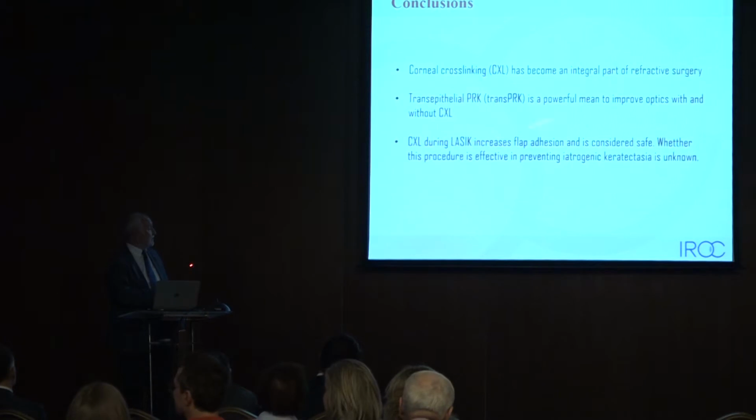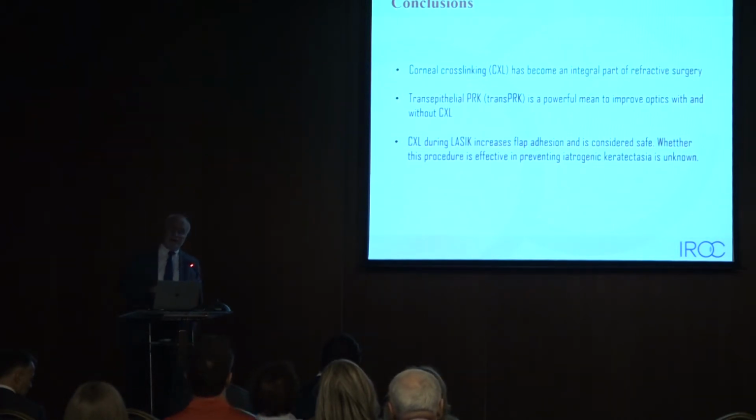Transepithelial PRK, we call it trans-PRK, is a powerful means to improve optics with and without cross-linking. Sometimes if a 65-year-old comes in with a keratoconus that has not changed for the last 20 years, I would rather go for a PRK without cross-linking. But usually young people are coming in where you don't know whether it's stable or not. In those patients, I would always go for transepithelial plus cross-linking.